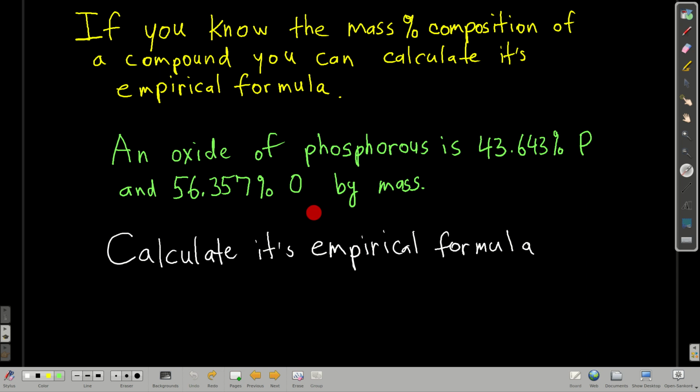The reason why this is an important calculation is that experimentally, a lot of times we can find the mass percent composition of a compound without knowing anything else about it. And then once we know that, this calculation lets us get the empirical formula. And you'll see in the next module, once we know the empirical formula, we can find the molecular formula.